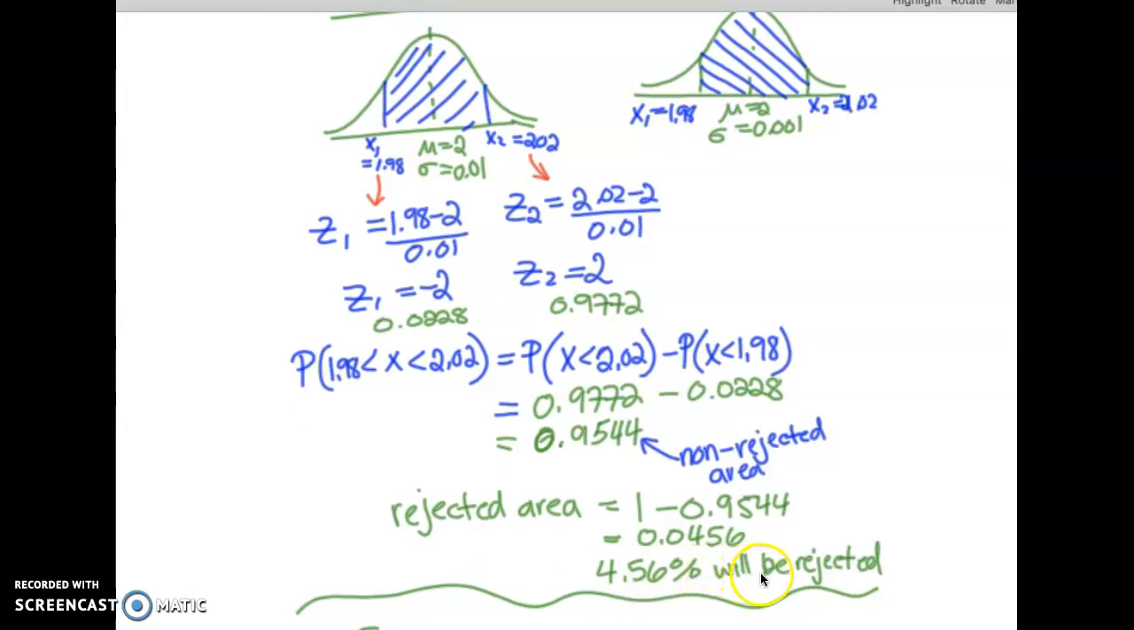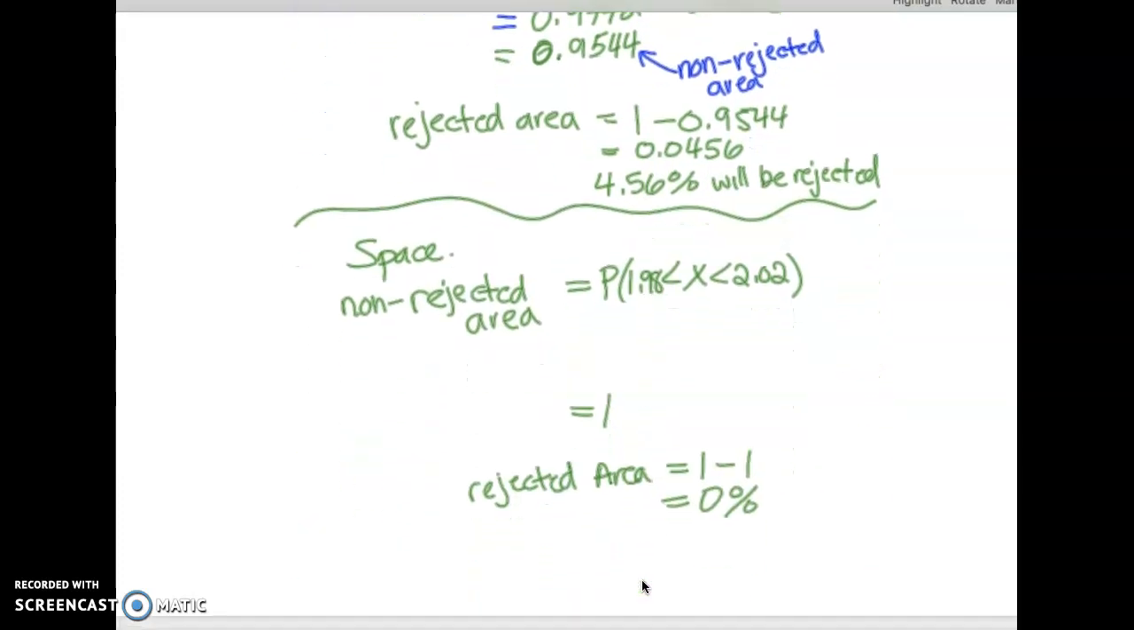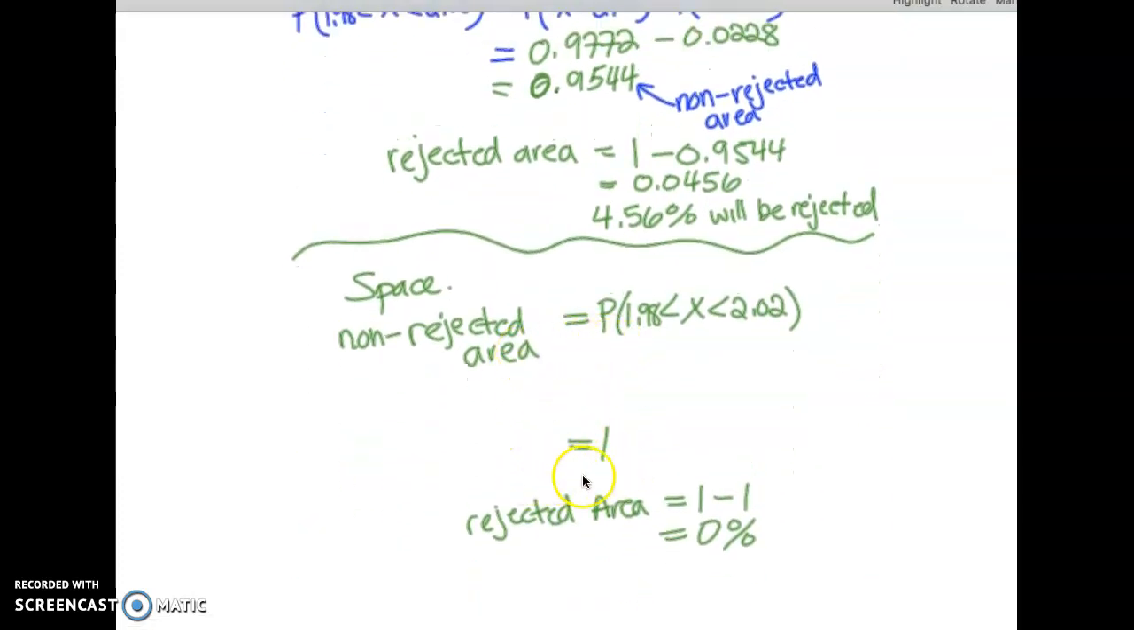Okay, so on Earth, you hopefully got that 4.56% will be rejected. And then you're going to do the exact same thing for space. So you're really doing the same process, just the standard deviation will be different, so it'll give you a slightly different z-score. And when you did that, you should have gotten that the non-rejected area was 1. And that means the rejected area would have been 1 minus 1, so 0% rejection. Okay. And the rest of the lesson will be continued in a second video.